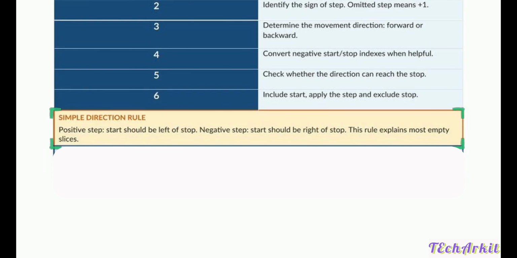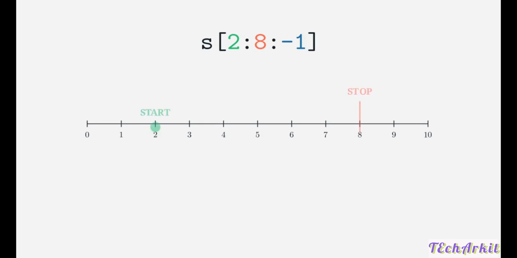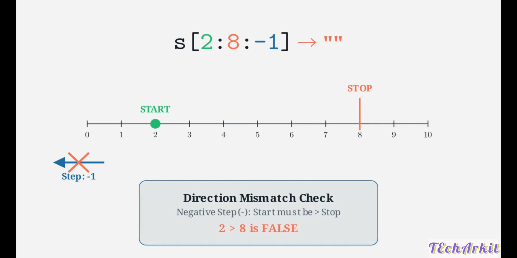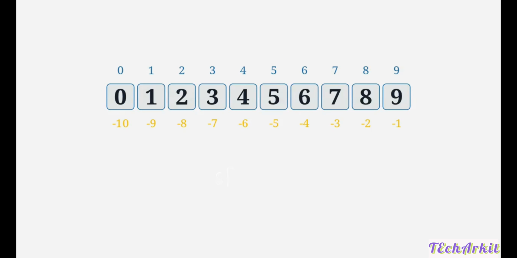This rule box helps prevent the most common error in slicing, the empty output. For a positive step, the start must be to the left of the stop. For a negative step, the start must be to the right. If the step direction cannot physically reach the stop boundary from the starting point, Python simply returns an empty string. Verifying the direction against the index positions prevents this mismatch.